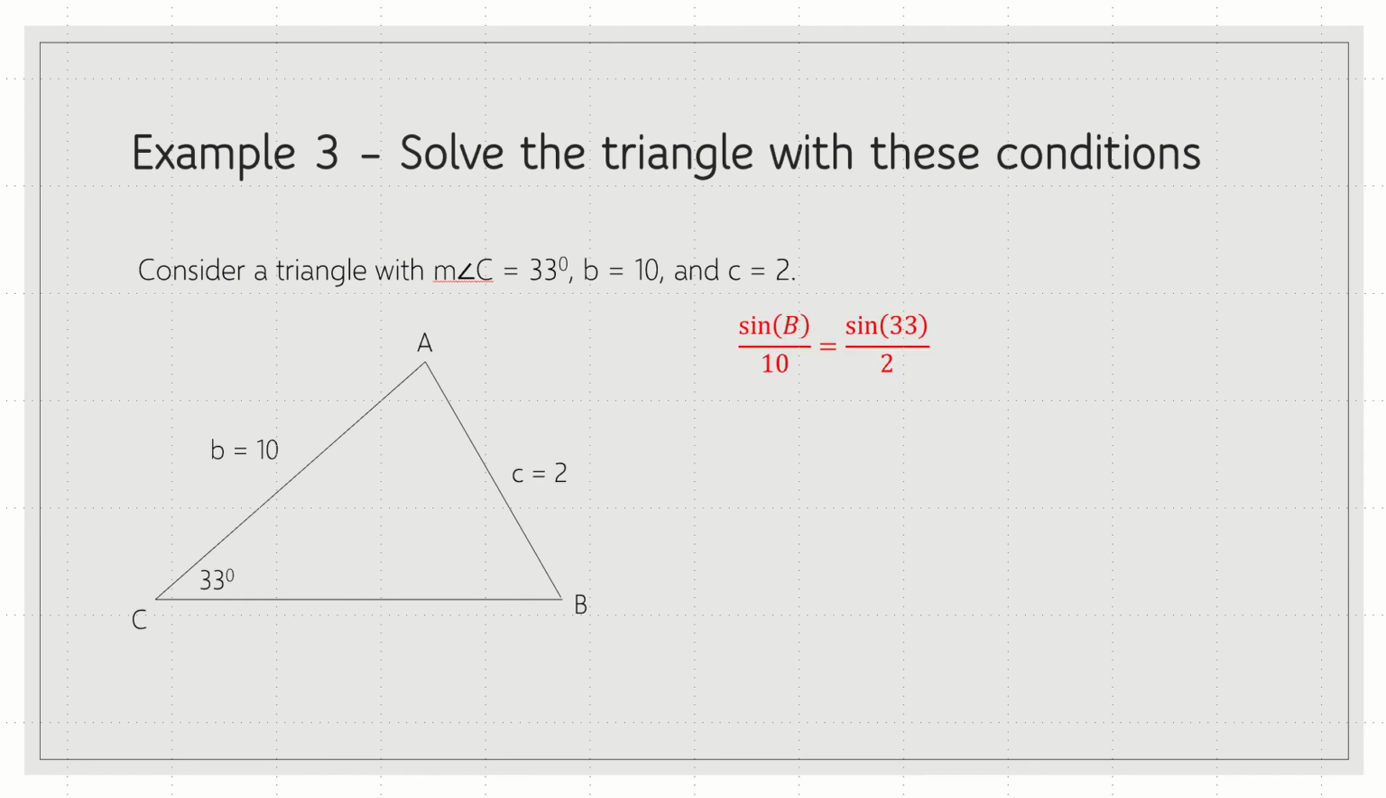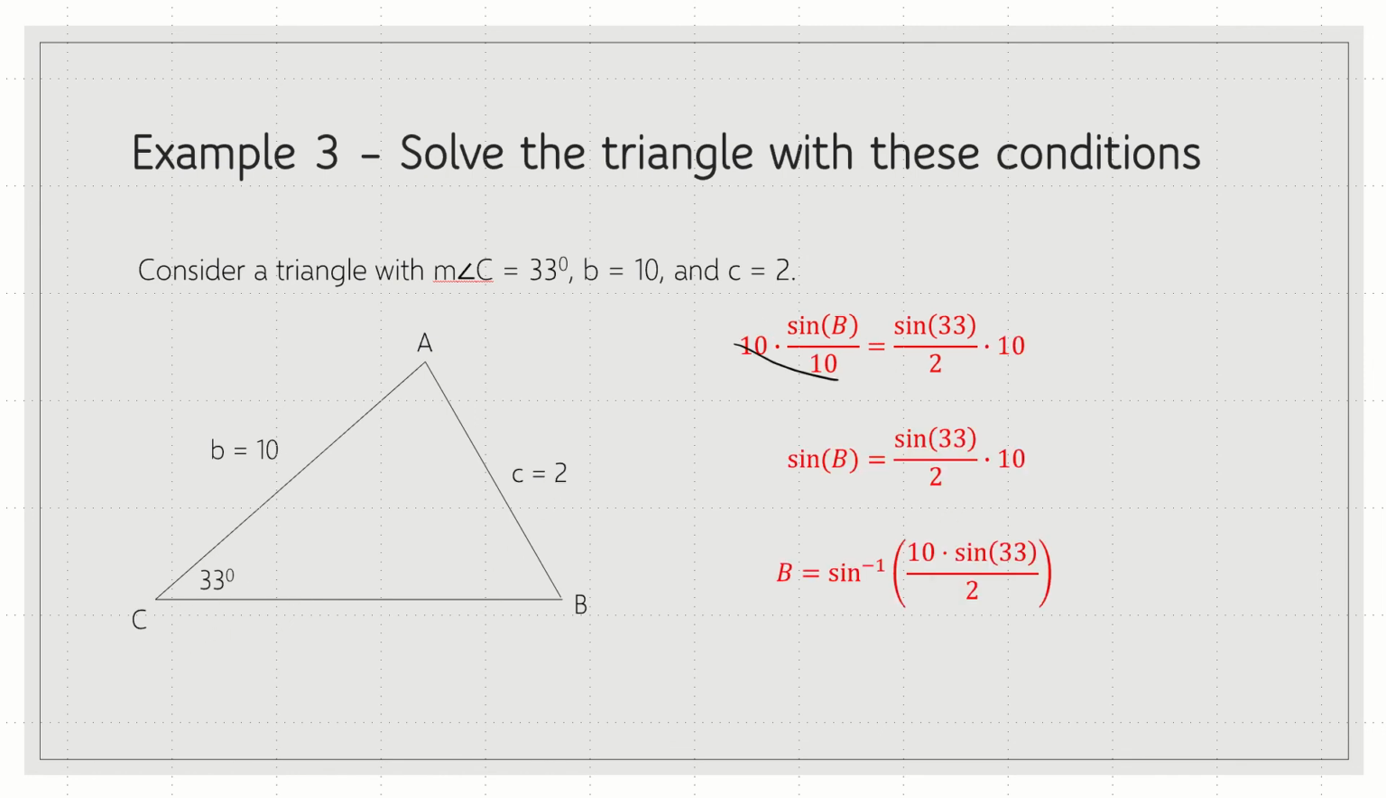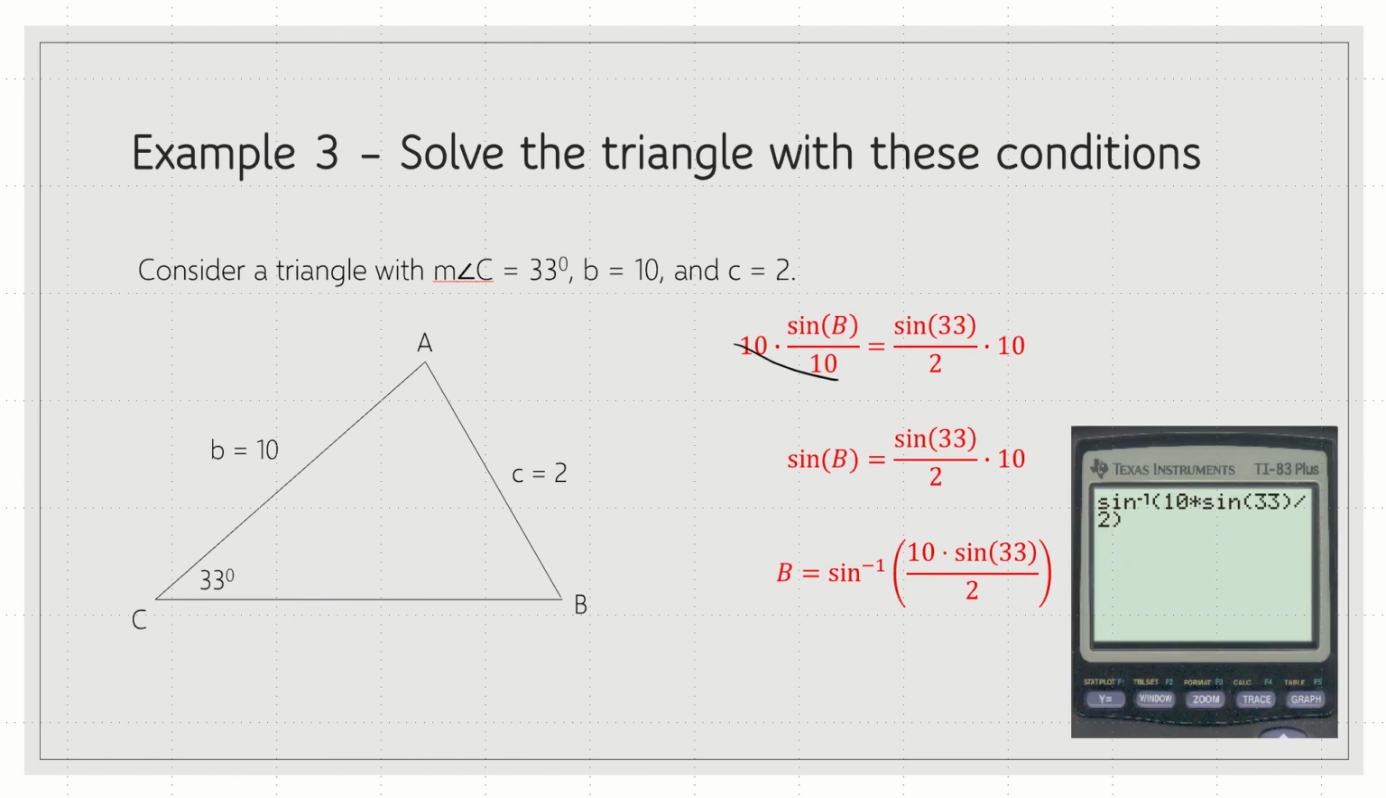Then we're going to set up the law of sines like we normally do. So the sine of B over 10 is equal to the sine of 33 over 2. And we're going to do a little bit of algebra, multiply 10 by both sides, all that stuff, solve for B. And we're going to take this and plug it into our calculator. So the inverse sine of 10 times the sine of 33 over 2.